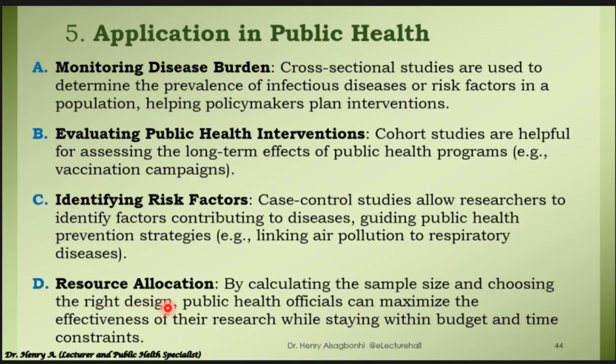Now, you can also see resource allocation. That's one of the benefits. By calculating the sample size and choosing the right design, public health officials can maximize the effectiveness of their research while staying within the budget and time constraints. So you can know, okay, this budget will finish at such a time. This is what I need because I'm doing it for only 2 or 3 months. This is the specific number of people I'm meeting, and so I can meet them within such and such time. You can stay within budget because you'll be transporting yourself to that population, that community, to get the data.